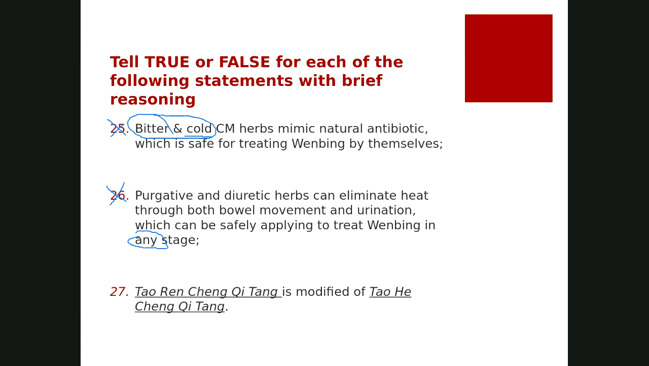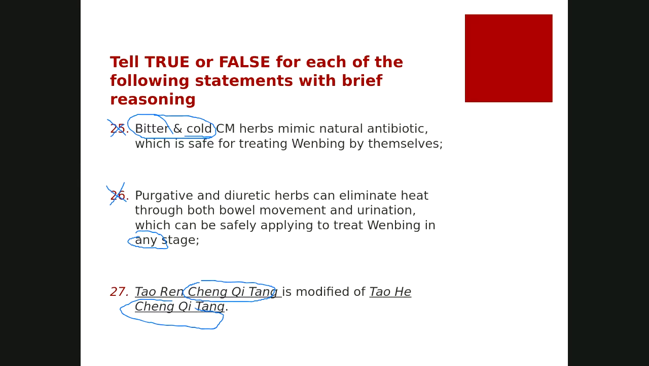Now, number 27. Tao Ren Cheng Qi Tang is a modification of Tao He Cheng Qi Tang. Which one comes from the Classics, the Shang Han? They all have compositions that come from the Cheng Qi Tang family, yes? Tao Ren and Tao He indicate something different, so they are not related at all. They come from different forms. So here it just reminds us there are two different formulas.